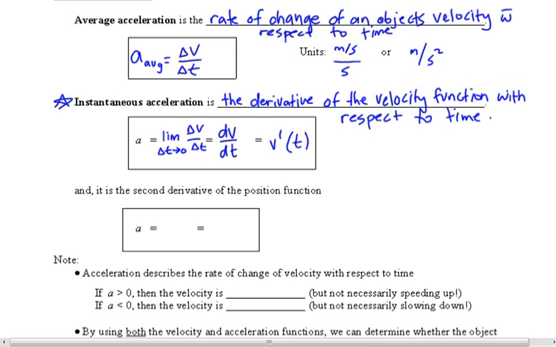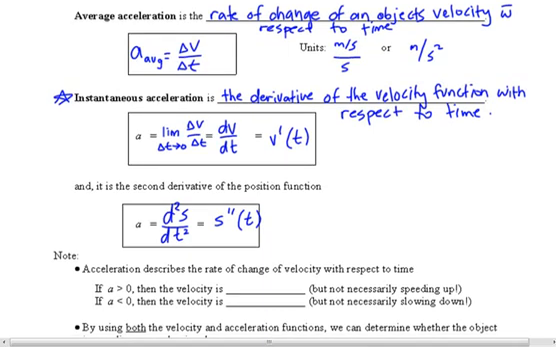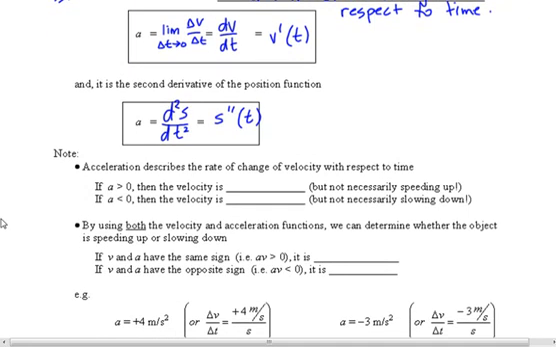V prime, or it's the second derivative of our position. The units of acceleration are meters per second squared. Nothing really exciting. Or it's the second derivative of our position. Yeah, okay. All right.